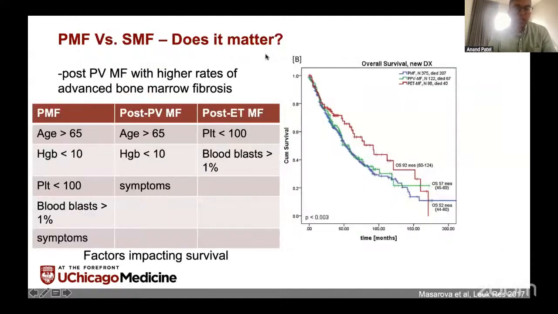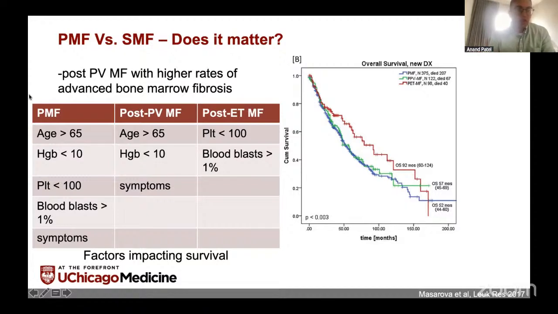So the question that I think most of y'all are probably thinking about is, does it matter if someone has primary myelofibrosis versus secondary myelofibrosis? So this was a study that was published a few years ago. And really the big takeaway is they are somewhat different diseases, primary myelofibrosis or secondary myelofibrosis. So the table below shows what factors impact survival.